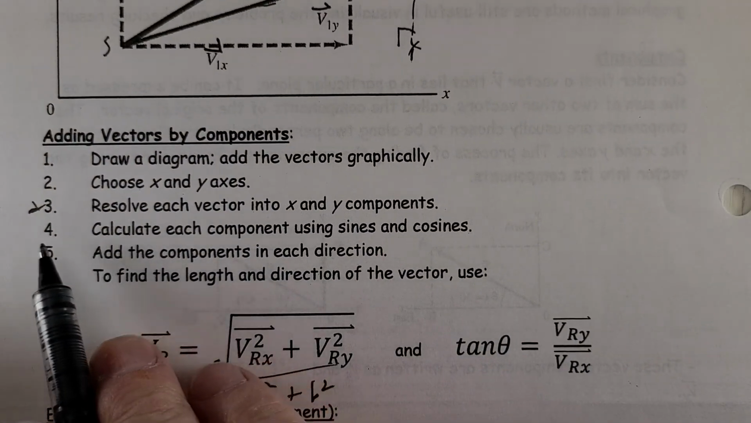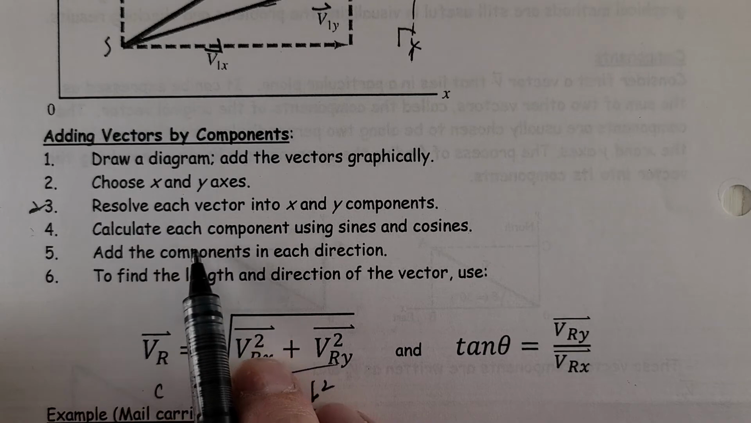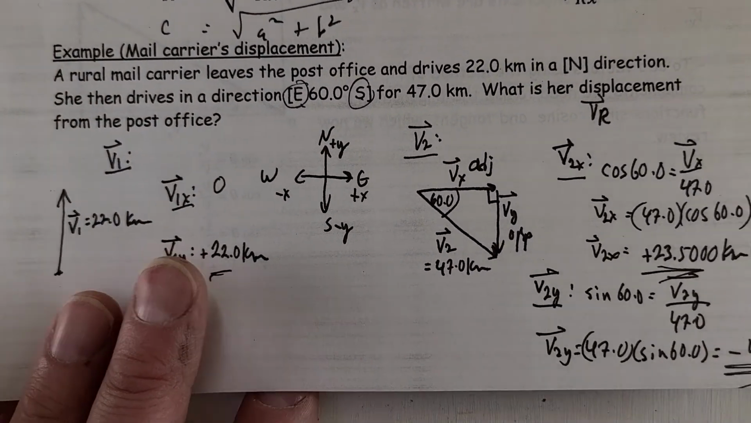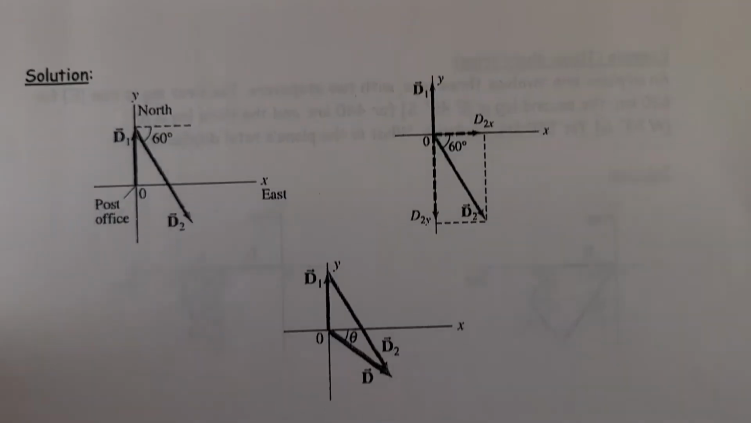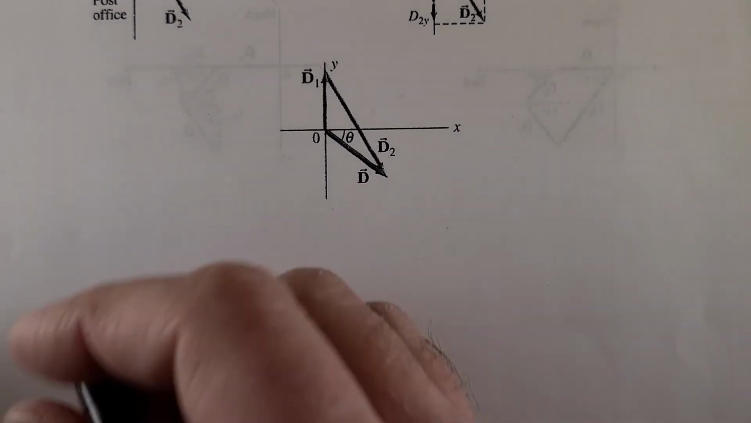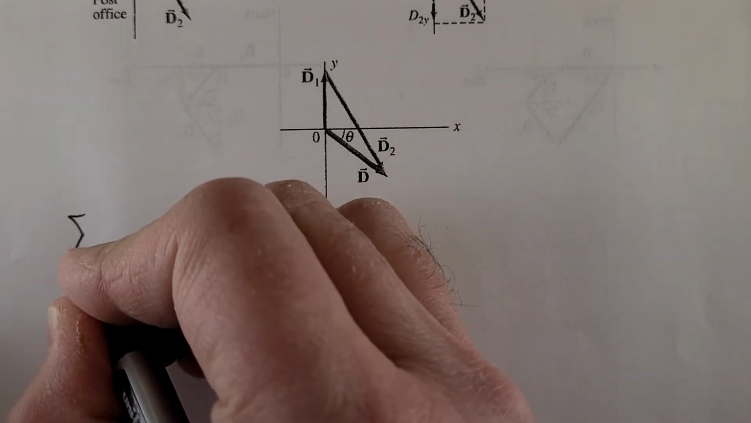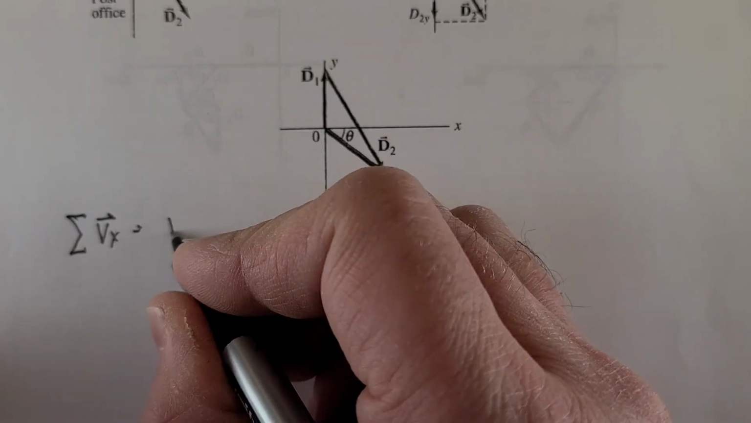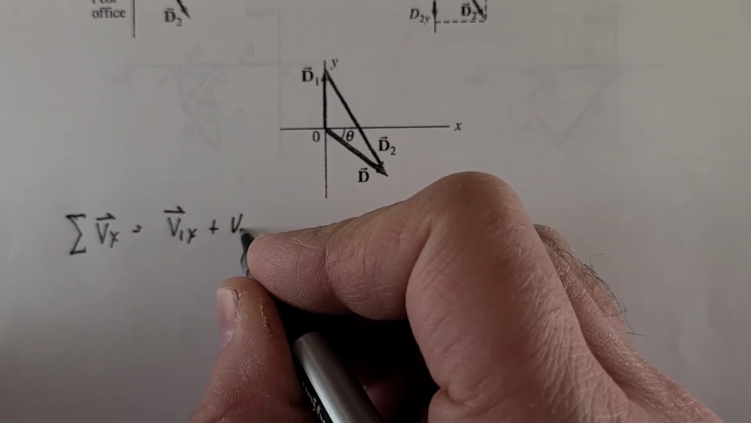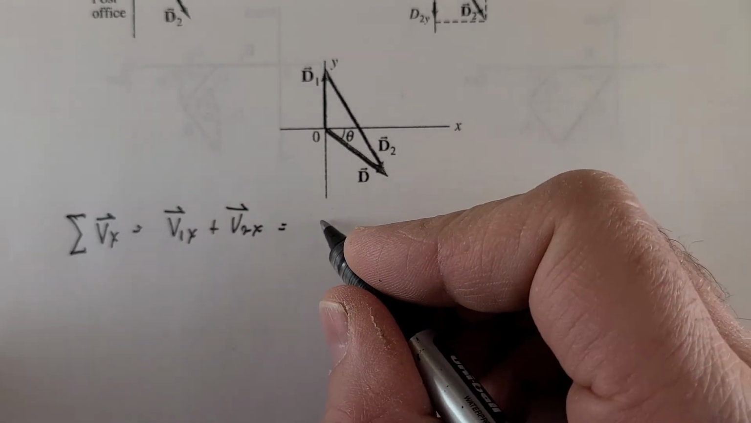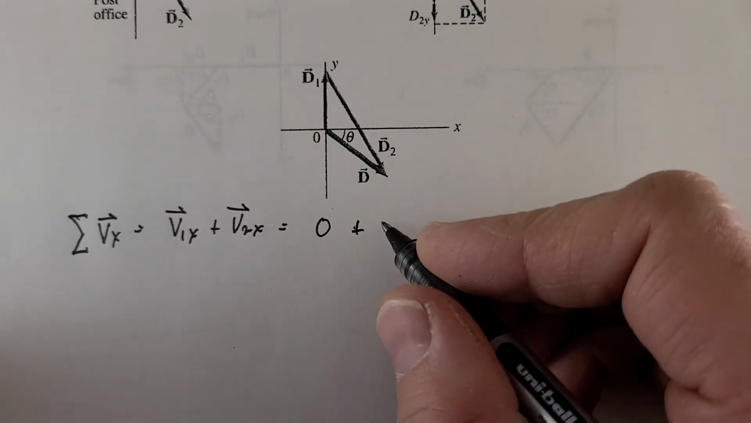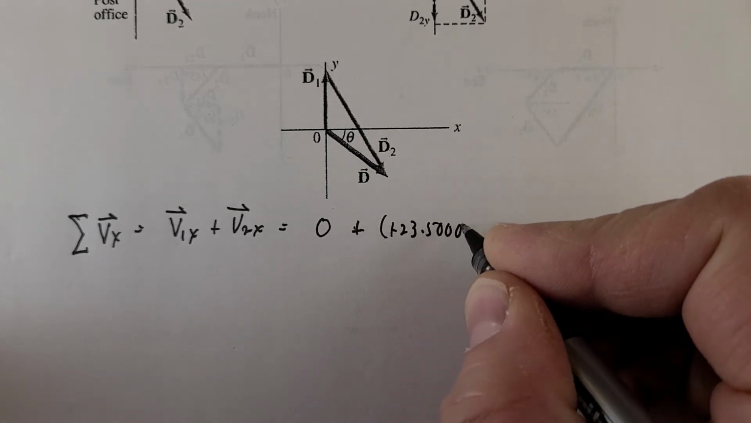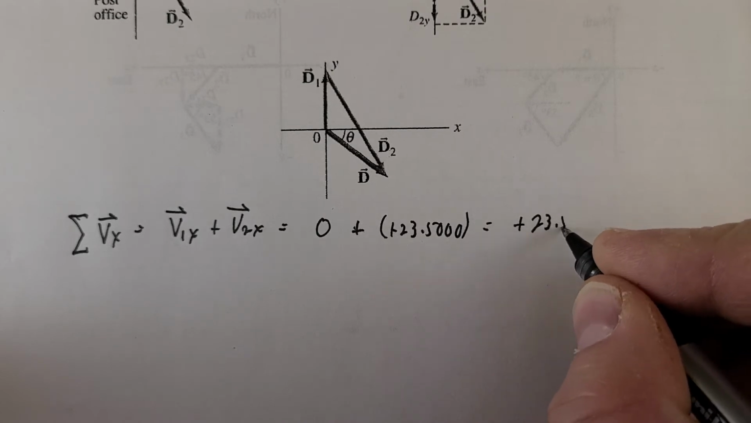So the next step is number 4, calculate each component, then add each vector in its particular x and y direction. So I can continue this on the next page here. So I have x movements, now this sigma means the sum of, right? So the sum of all the vx's will be equal to V1x plus V2x. My V1x, if you recall, was 0, and the V2x that I just figured out was plus 23.500. So that's going to give me plus 23.500.